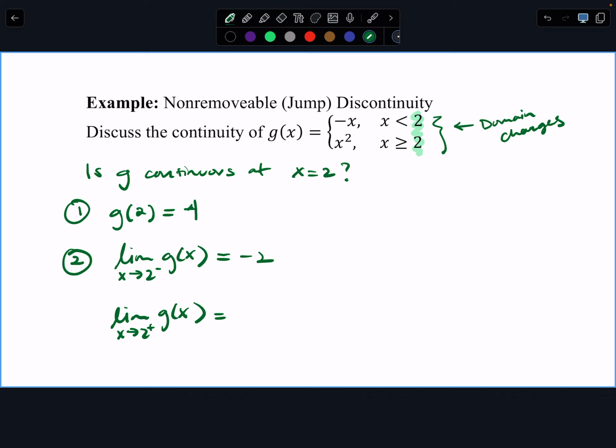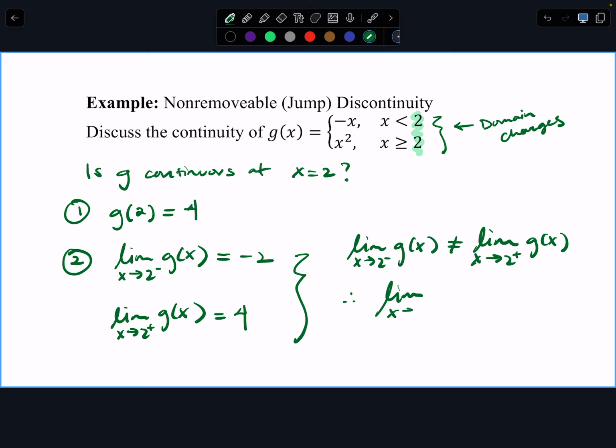And then as x approaches 2 from the right, okay, values to the right of 2 are in this interval, right? So we plug in 2 here and we would get 4. Which, putting that together, since the limit as x approaches 2 from the left of g of x is not equal to the limit as x approaches 2 from the right of g of x.